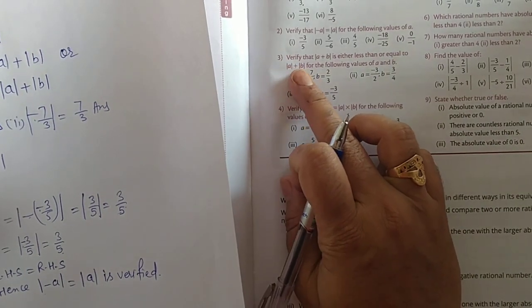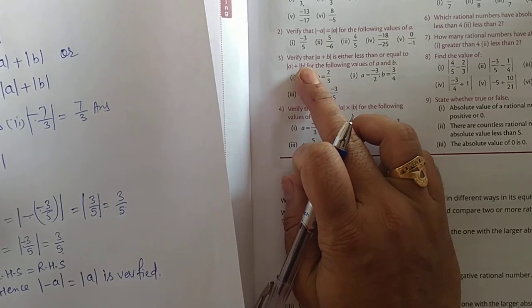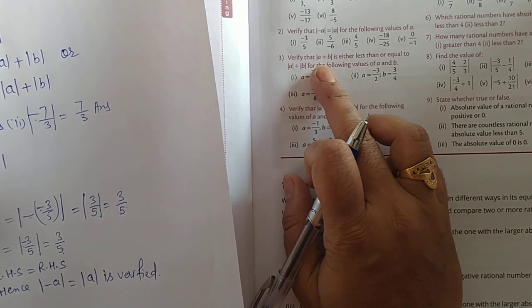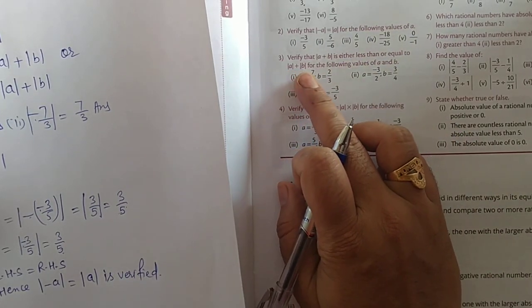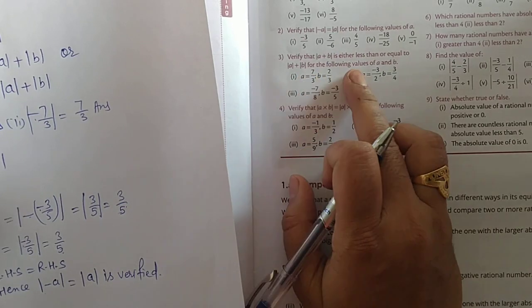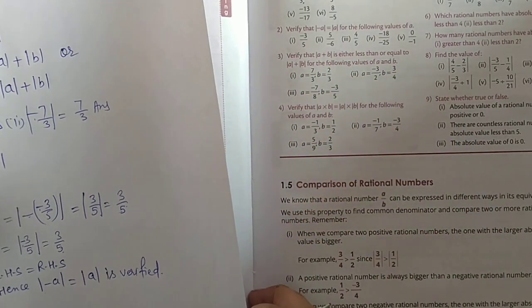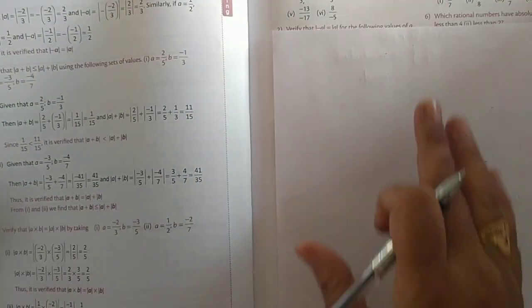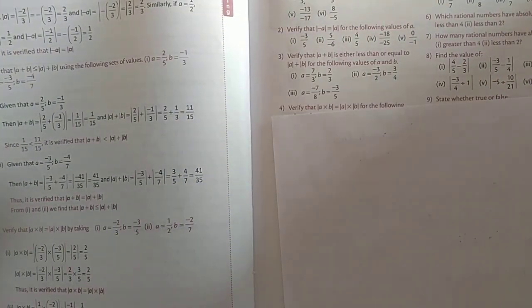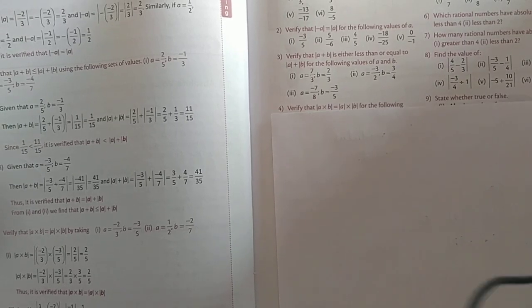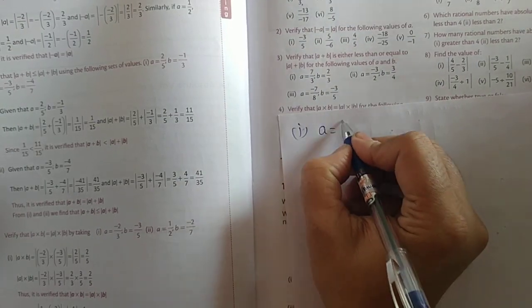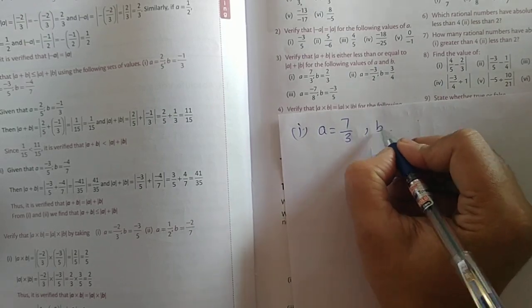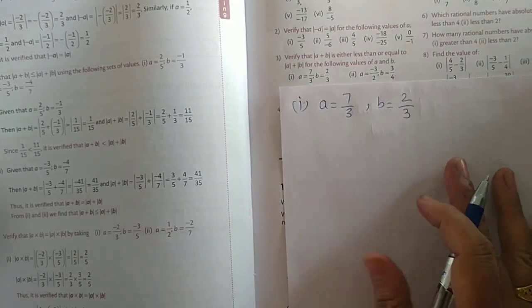And question number 3 is the second property: verify that mod of a plus b is less than or equal to mod of a plus mod of b for the following values of a and b. Now we will take its first part. First part is a is equal to 7 upon 3, and b is equal to 2 upon 3.